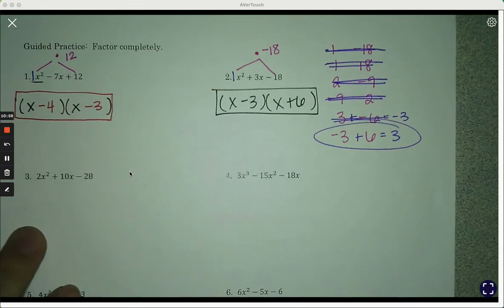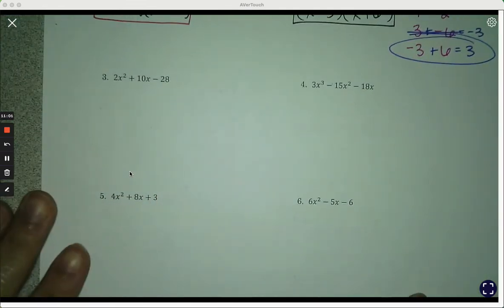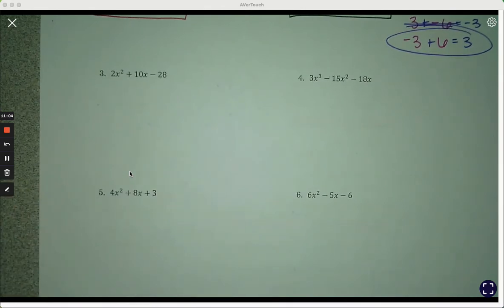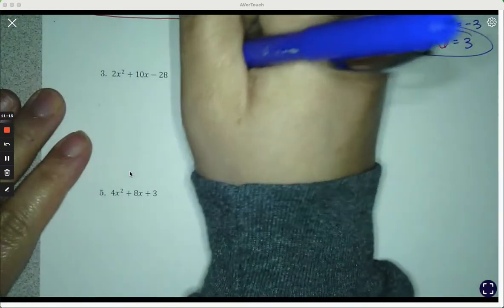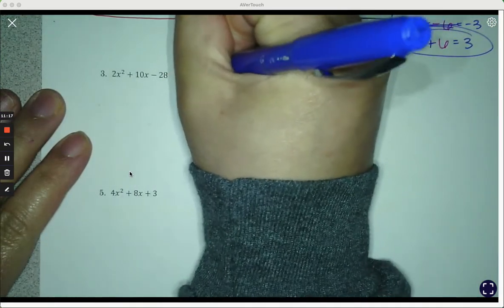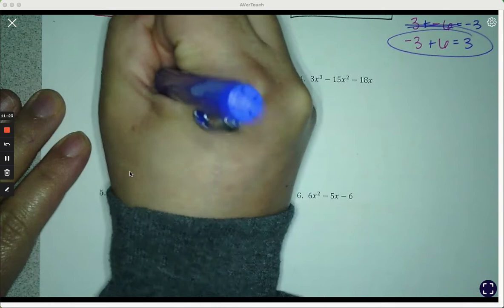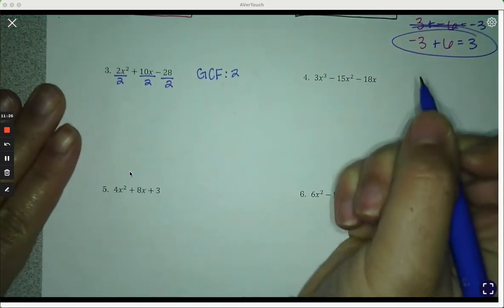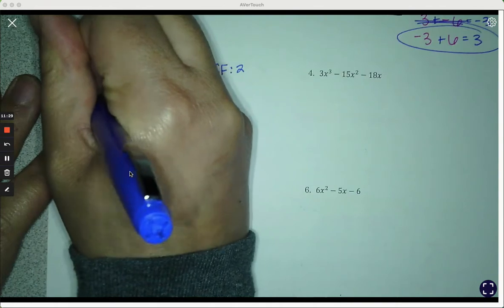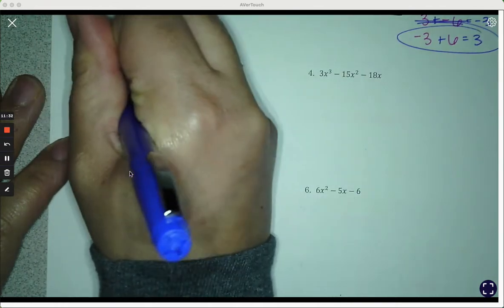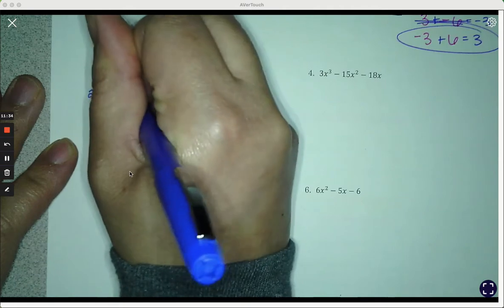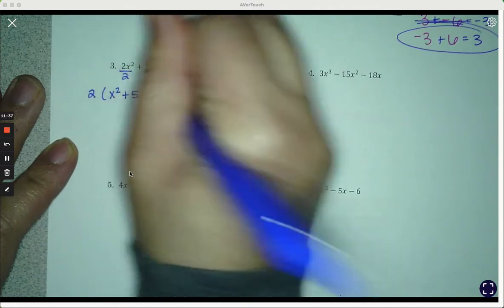Okay, looking at number 3. The first thing I notice is all these numbers are even, which means they can be divided by 2. So I know straight up that my greatest common factor is going to be 2, and I think that's all I can do with that. So the first thing I'm going to do is factor out that greatest common factor, dividing everything by 2. When I factor out the 2, we get x squared plus 5x minus 14.